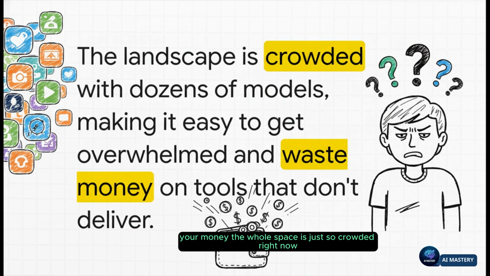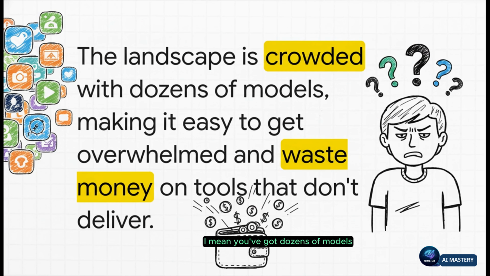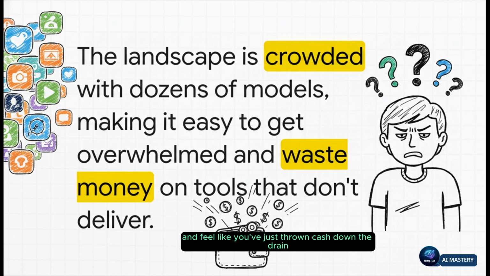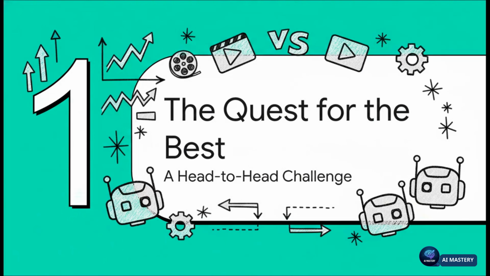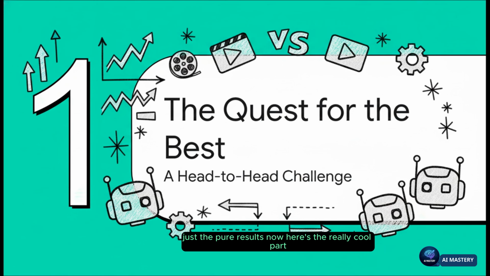The whole space is just so crowded right now. I mean, you've got dozens of models, they're all making these huge promises. It's so easy to get overwhelmed, maybe try a few, get let down, and feel like you've just thrown cash down the drain. Well, that's the exact problem we're solving today. So our mission was pretty simple. Put 16 of the most popular AI video generators out there to the test in a direct head-to-head challenge. We wanted to find a clear winner. No marketing fluff, no hype, just the pure results.